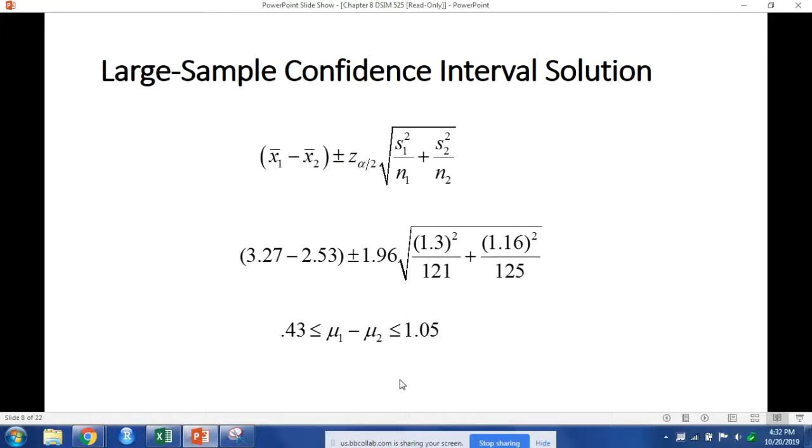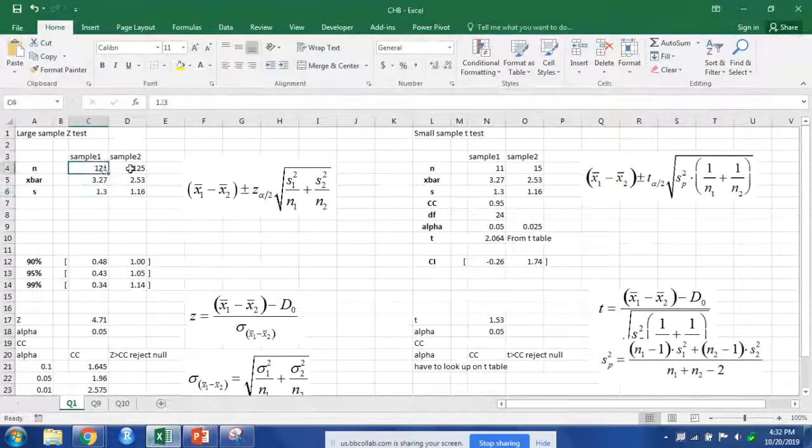Like I said, I have created an Excel spreadsheet to help solve this problem. We take our values and put them in here. It will perform this calculation, and give the 90% confidence interval, the 95% confidence interval here, which is what was asked for, and the 99% confidence interval.